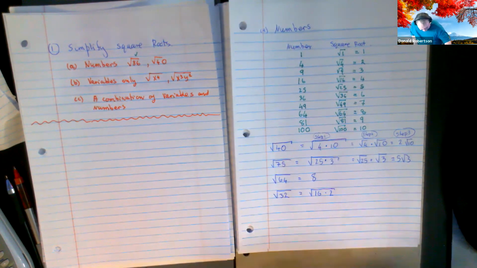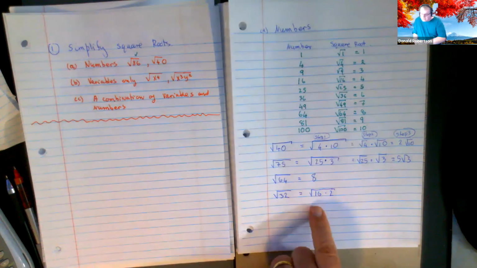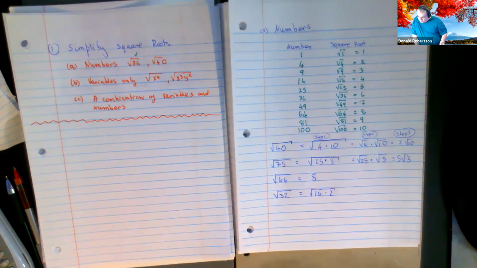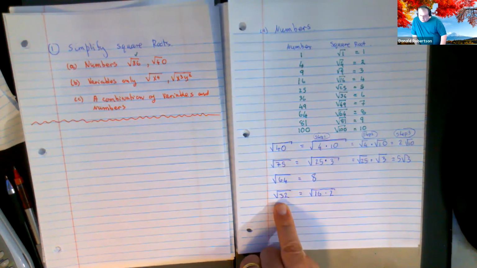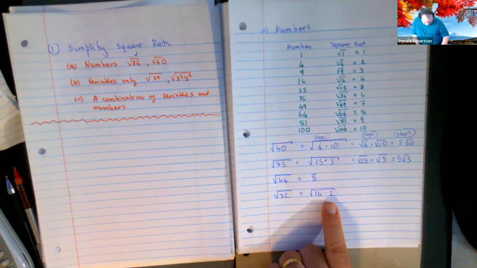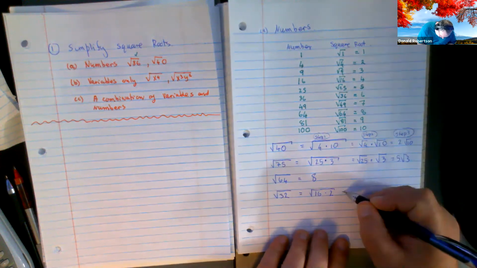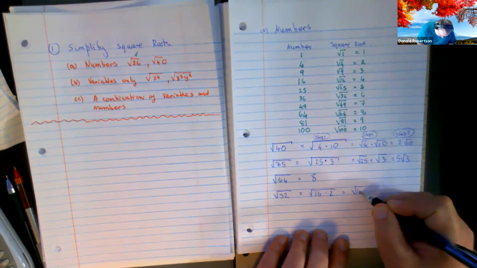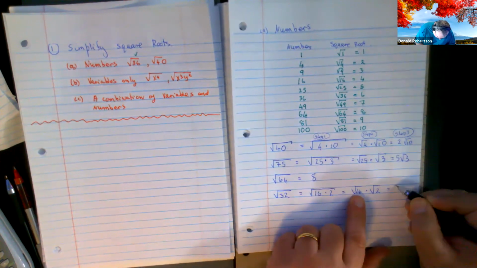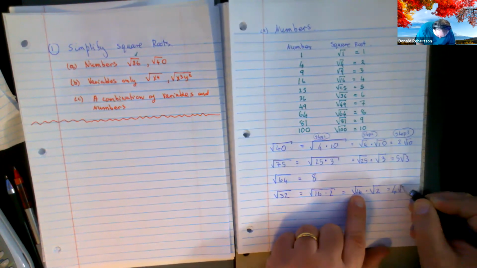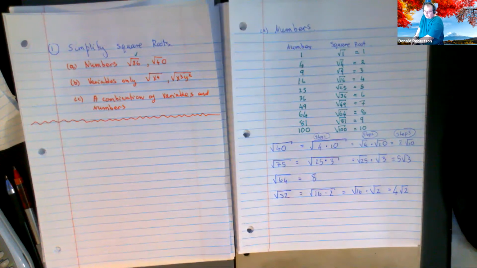So 32 isn't in the list, but can't you get 16 times 2? So two numbers that multiply together give you 32. One of them is 16, the other is 2. That then splits as the square root of 16 times the square root of 2. And the square root of 16 is a nice number, it's 4. And so the final simplified answer is 4 square root of 2.